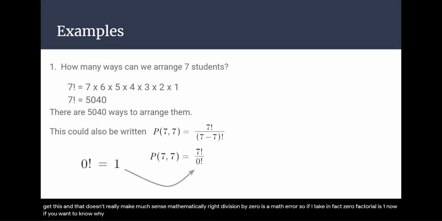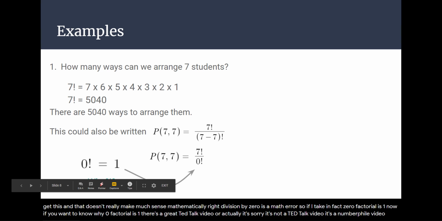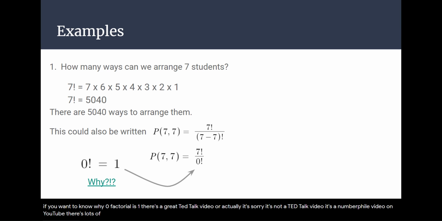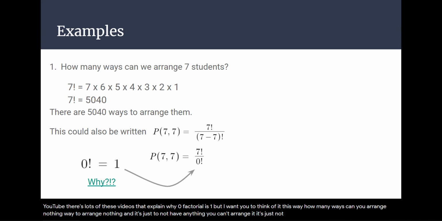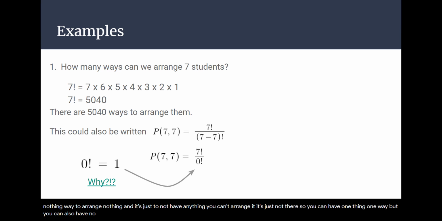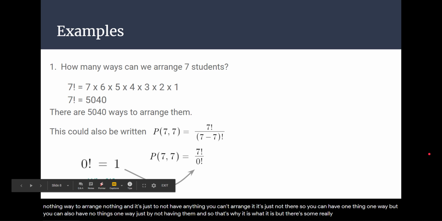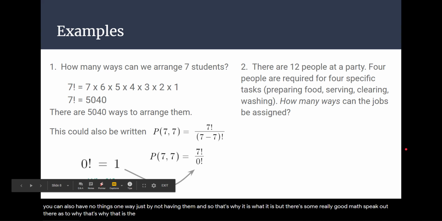in fact, 0 factorial is 1. Now, if you want to know why 0 factorial is 1, there's a great video, it's not a TED Talk video, it's a Numberphile video on YouTube. There's lots of these videos that explain why 0 factorial is 1. But I want you to think of it this way. How many ways can you arrange nothing? There's only one way to arrange nothing, and it's just to not have anything. You can't arrange it. It's just not there. So you can have one thing one way, but you can also have no things one way just by not having them. And so that's why it is what it is. But there's some really good math out there as to why that is the way that it is.